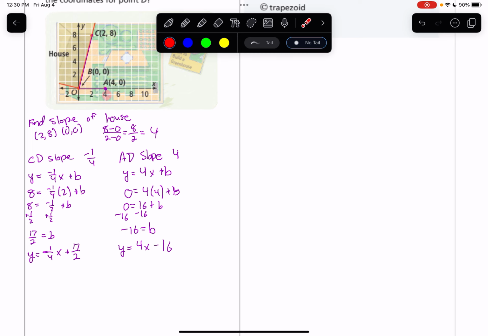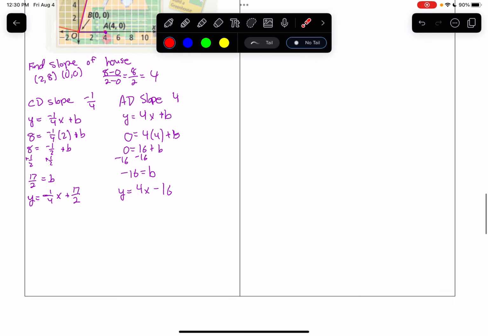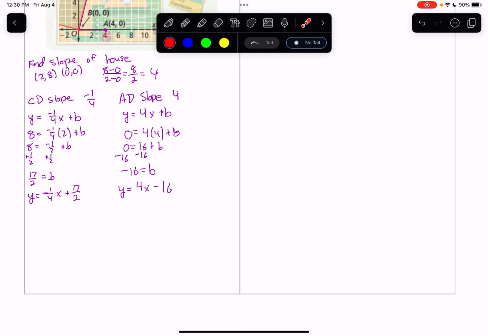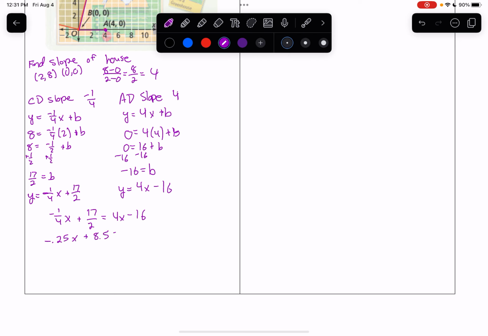Now that I know the equation for CD is this equation, and the equation for AD is this equation, I need to find where those two equations meet. So I'm going to set those two equations equal to one another and ask, where does negative 1/4 x plus 17 halves equal 4x minus 16? You know what? I'm going to deal with decimals instead. So negative 0.25x plus 8.5 equals 4x minus 16. We'll go ahead and solve this. So I'll add 0.25x to both sides, and I'll add 16 to both sides.